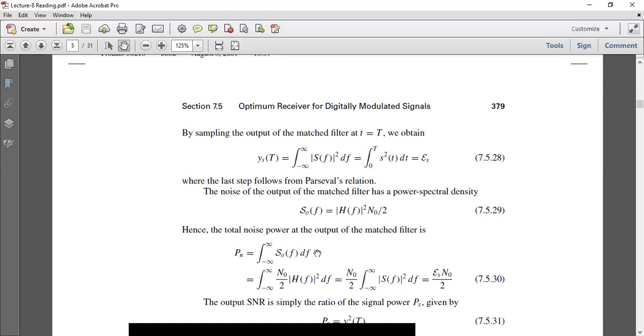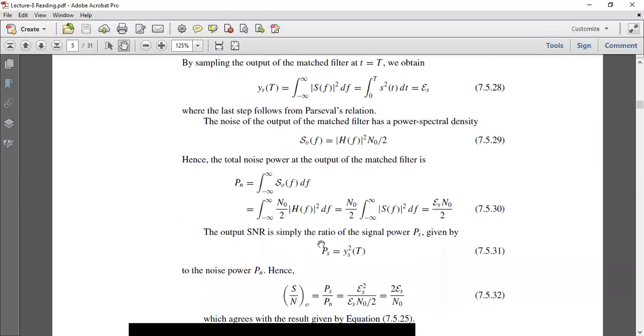This is integrated with respect to frequency. Putting the value of this expression, N0/2 |H(f)|² df, N0/2 will come out of the integration. So we are left with this thing, which is nothing but signal energy. So noise power is Es N0/2. The output SNR is simply the ratio of the signal power, which is given by this expression, to the noise power. The signal power is given by Es squared and the noise power is Es N0/2.